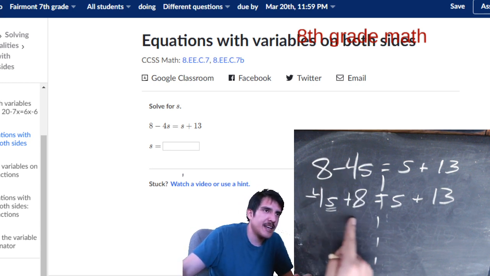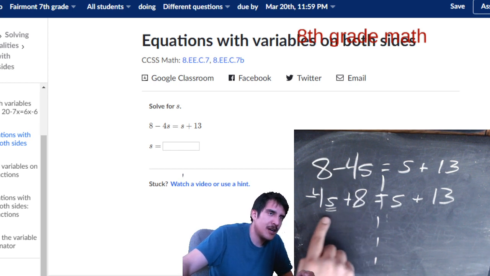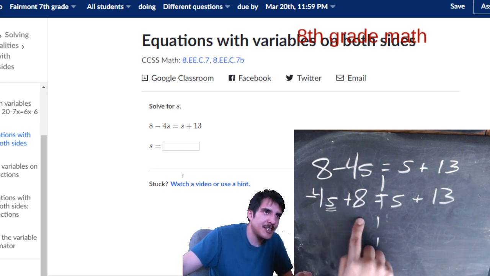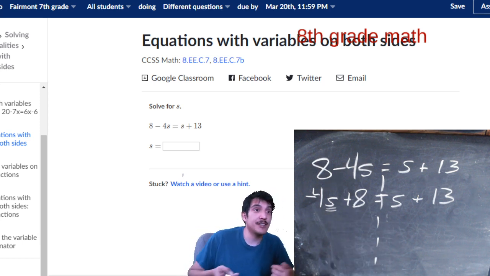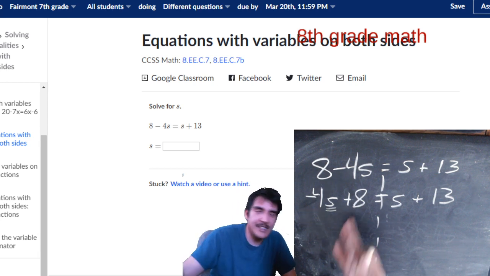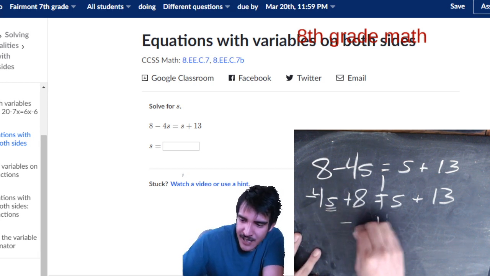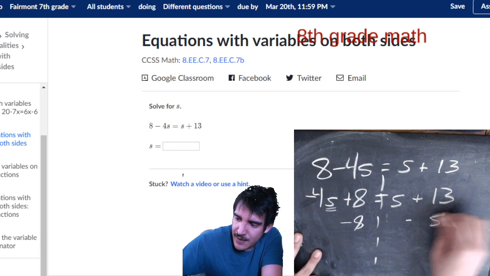Look at this first side. What's the first thing you're going to want to get rid of? Again, you can pause the video, catch up on this work. But what is the first thing you want to get rid of? Is it the negative 4 or the plus 8? Okay, hopefully you've paused the video and you've decided that I need to get rid of this plus 8. So do minus 8, minus 8.